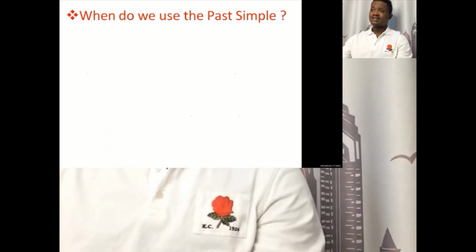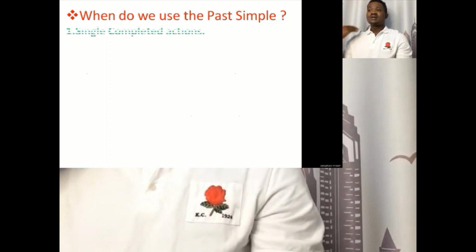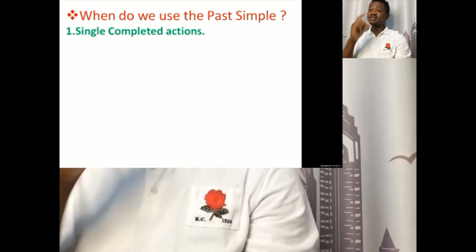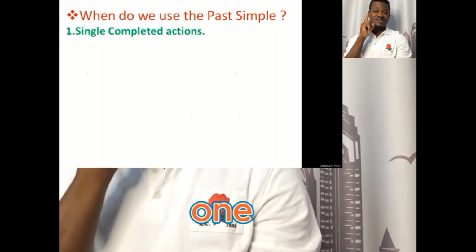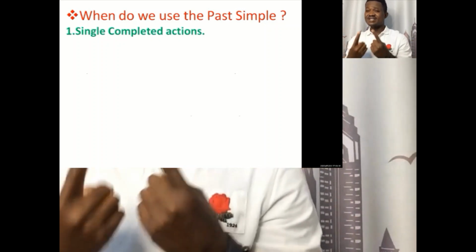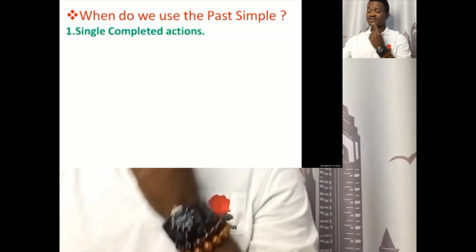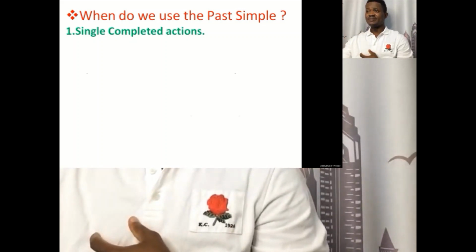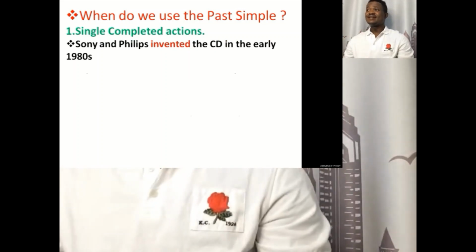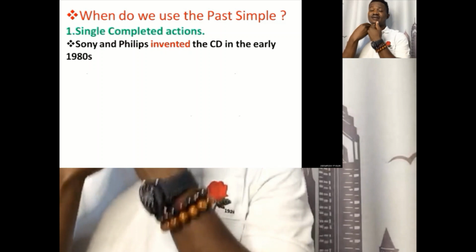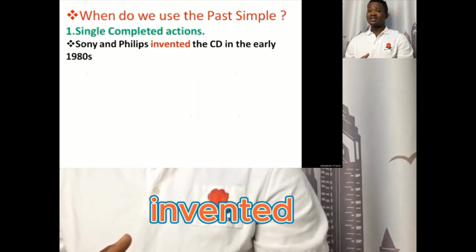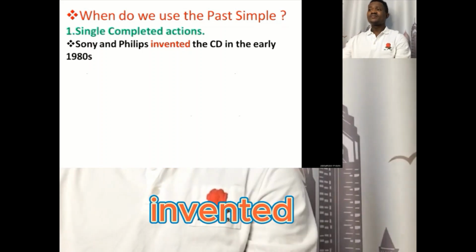All right. Okay, guys. Let's go. Single completed action. When we talk about single, I mean one. Just a single action in the past. So, a single completed action in the past. Let's see the example here. Sonny and Phillips invented the city in the alley, Nairi, Aries. So the single completed action here is invented.